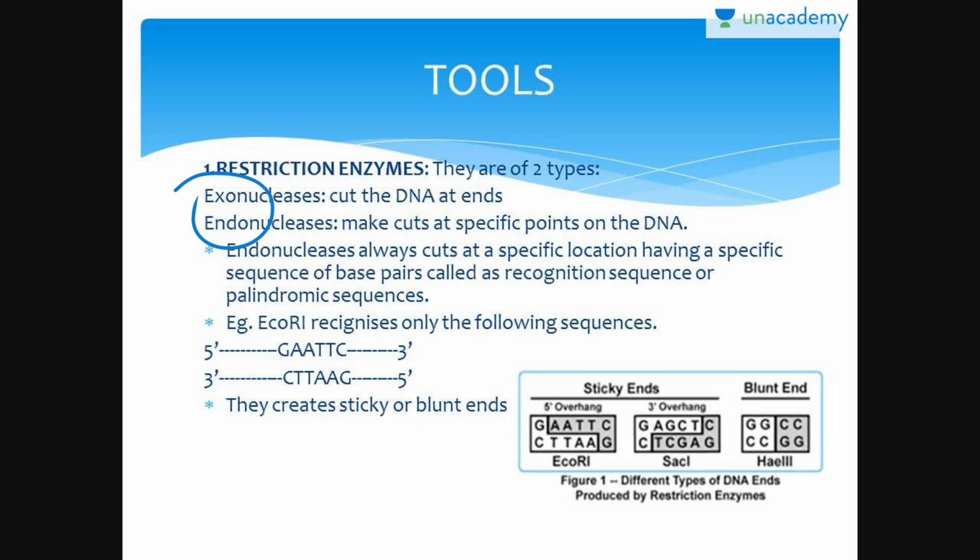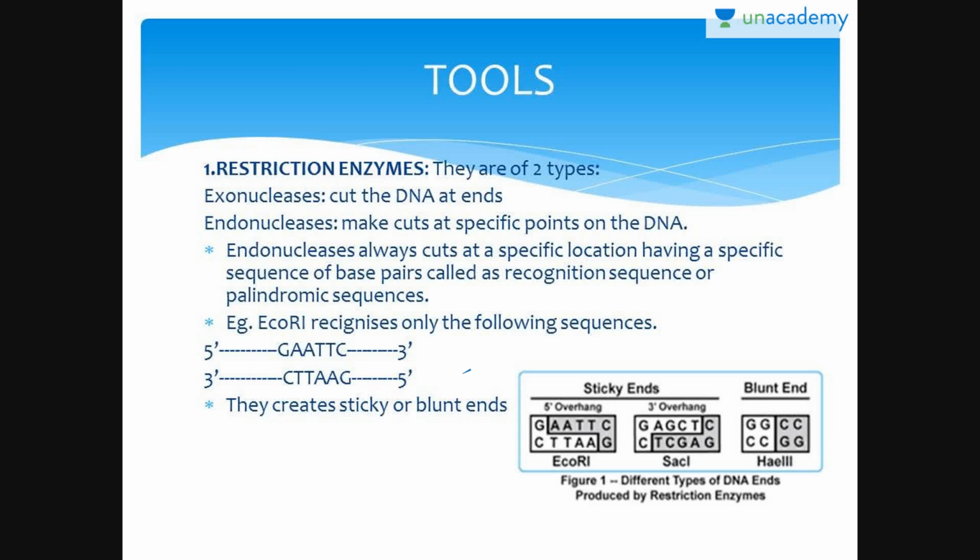One is exonuclease and the other one is endonuclease. So exonuclease cuts the DNA at the ends and endonuclease makes cuts at specific points. So endonucleases always cut at a specific location having a specific sequence of base pairs called recognition sequence or palindromic sequence. Example, EcoRI recognizes only the following sequence, GAATTC and CTTAAG, which is 5' to 3' and 3' to 5'.